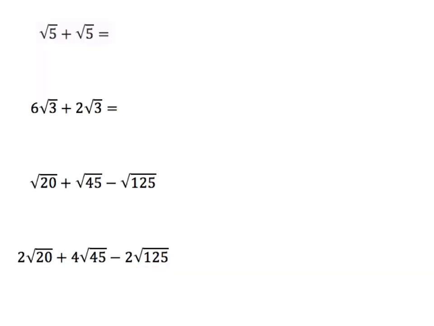Now we're going to look into some other operations involving radicals. When you are adding or subtracting radicals with the same number on the inside, the same square root, you just treat it like it's a variable. If I had x plus x, that's equal to 2x. So square root of 5 plus square root of 5 is equal to 2 square root of 5. The same way, 6 root 3 plus 2 root 3 is 6 plus 2, which is 8 root 3. Treat it like a variable.